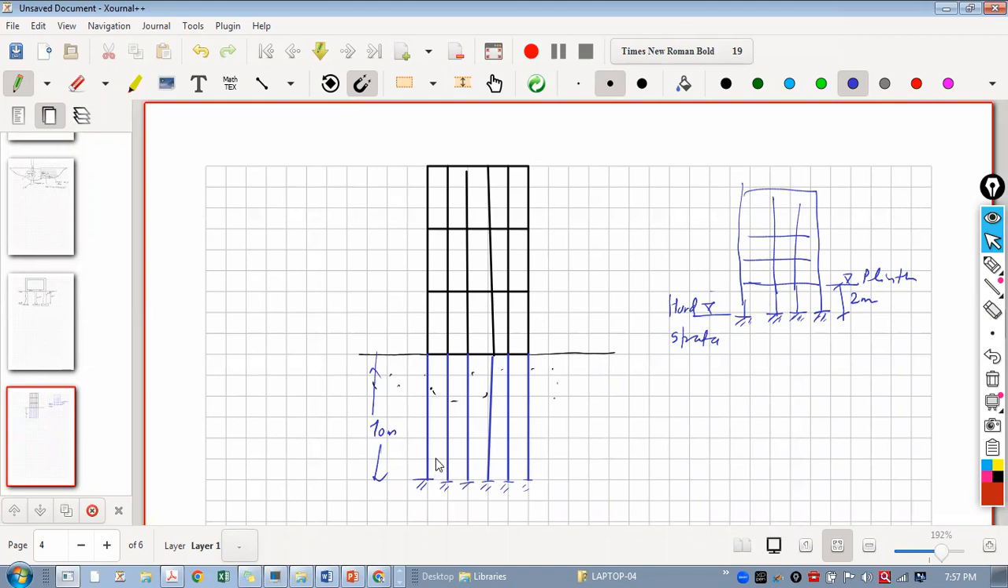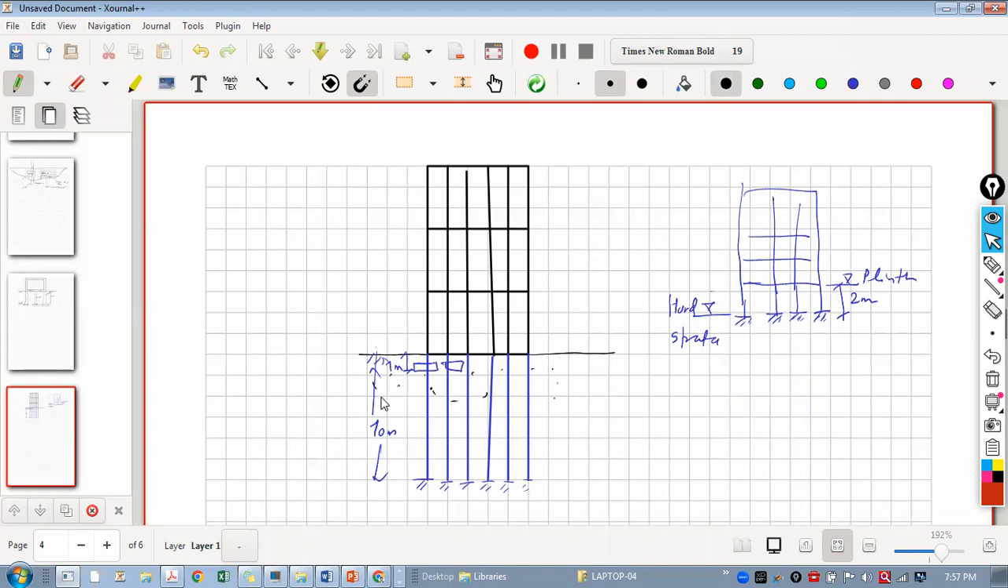Pile cap level, we don't know. Pile cap level may be here. Suppose it is here, say 1 meter. Let's assume that I have a pile cap 1 meter below the ground. So shall I take it at 1 meter? I guess yes. Okay. Generally, see, I will tell you.